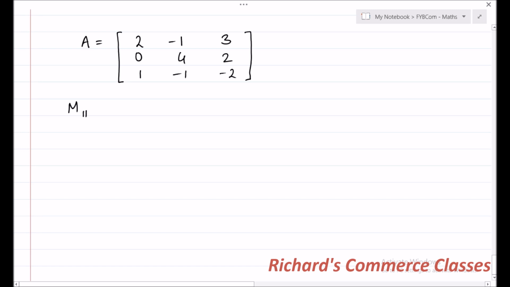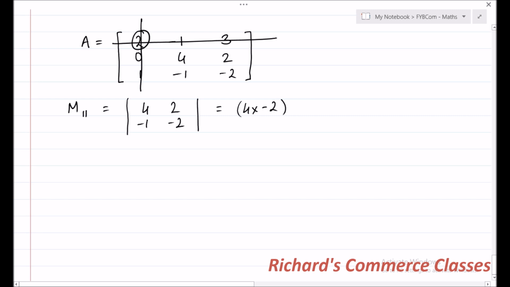M11. M11 is the element 2. Deleting the row and column with this will give you a 2 by 2 matrix, which is 4, 2, minus 1, minus 2. Solving it further, 4 into minus 2 minus, minus 2 into minus 1, which is equal to minus 8 minus, minus 2 into minus 1 is minus 2, which is equal to minus 8. Minus into minus will make it plus 2. Answer is minus 6.